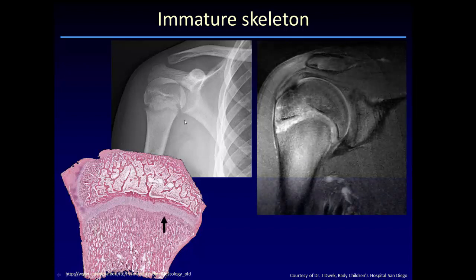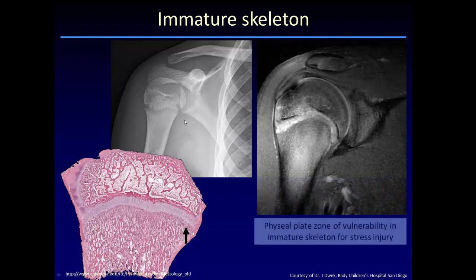This is the zone of vulnerability that we see in children, around the area of their physeal plate. So they will develop Salter 1 stress fractures through the physeal plate that can be challenging to diagnose on imaging until there is some widening or bone resorption that has taken place.